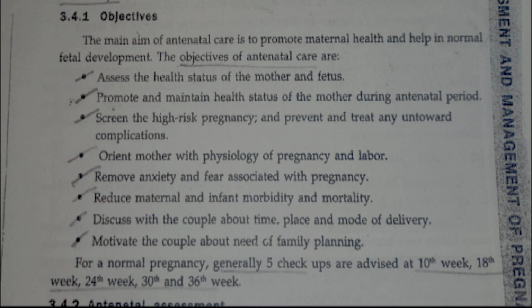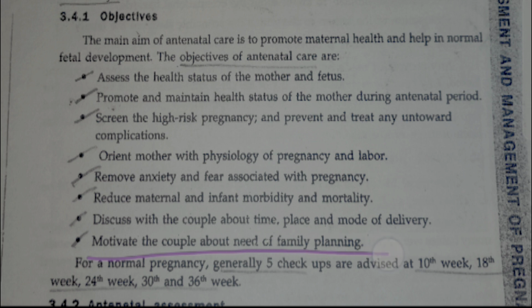We need to discuss with the patient the time, place and mode of delivery. When the patient comes to the hospital, we will come to know the LMP. What is LMP? That is last menstrual period. So when did her last menstrual period occur? By that we will come to know the EDD. What is EDD? Expected delivery date. By the LMP, we will come to know when the delivery might occur. We will inform that to the patient and the couple. By that, they will come to know the time, place and mode of delivery.